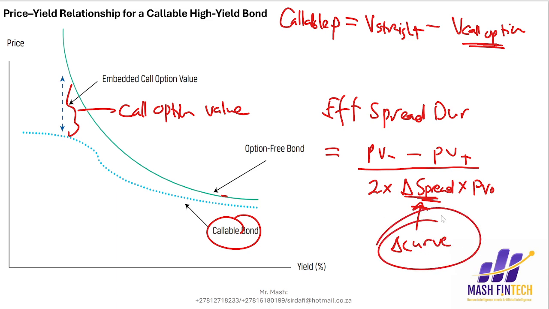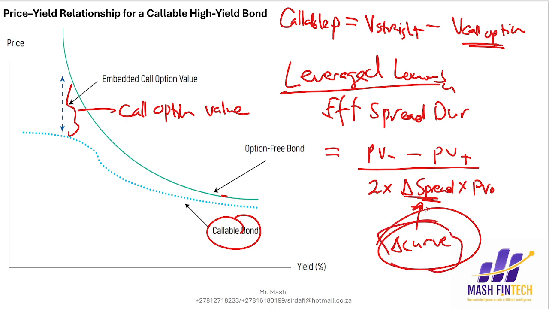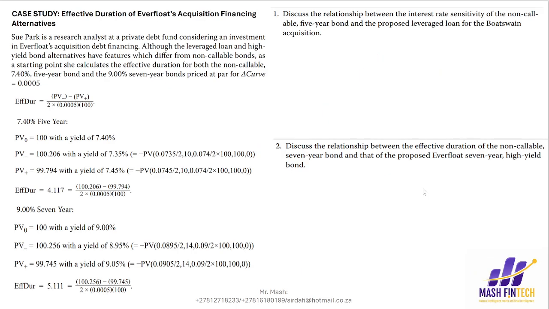This is the situation for leveraged loans, because the value of leveraged loans is not affected by change in curve, but they are going to be affected by the change in the spread when the market conditions are changing. Okay, so let's look at this example here. We're continuing with Everfloat, so just read through this and then we'll discuss it.